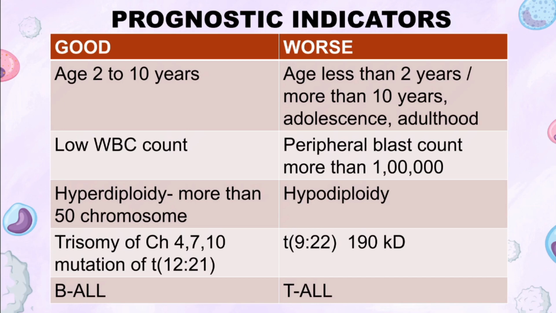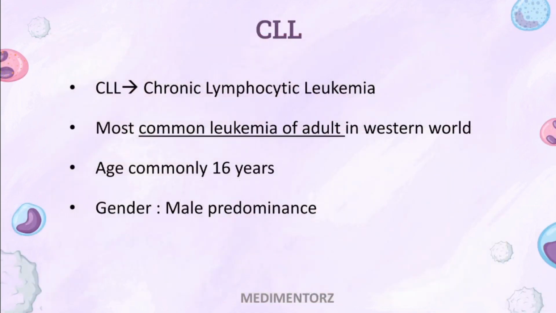Trisomy of chromosome 4, 7, 10 and t(12;21) mutation indicates good prognosis, whereas t(9;22) mutation of 190 kilodalton size indicates worse prognosis. And finally, B-ALL indicates good prognosis and T-ALL indicates worse prognosis. So that's all about the acute lymphoblastic leukemia. Now let us see about the chronic lymphocytic leukemia.